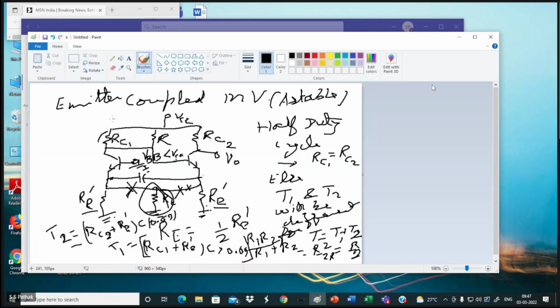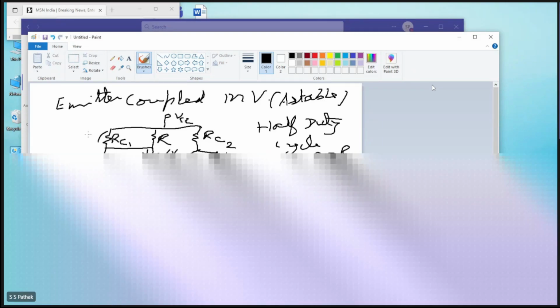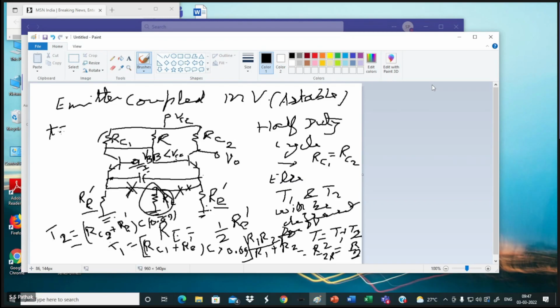Remember, in all the discussions, I have assumed that at t equal to 0 minus, Q2 is on and Q1 is off.